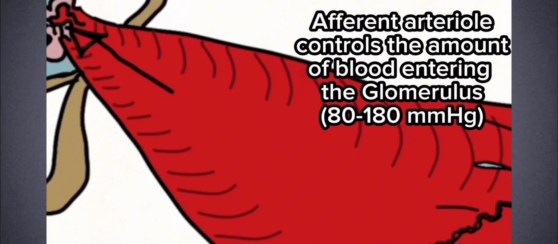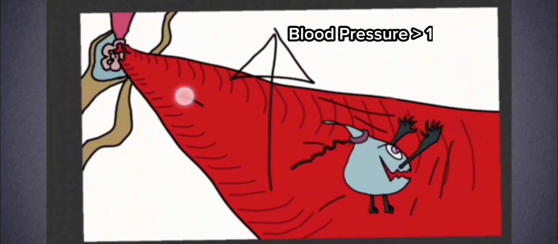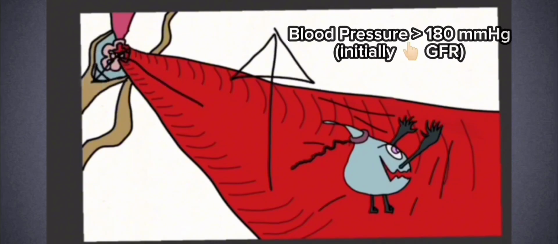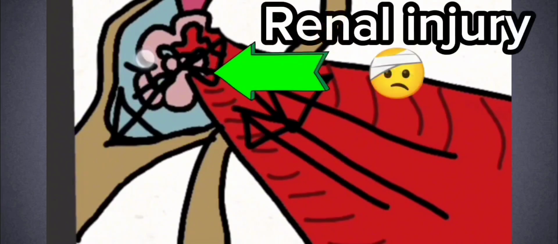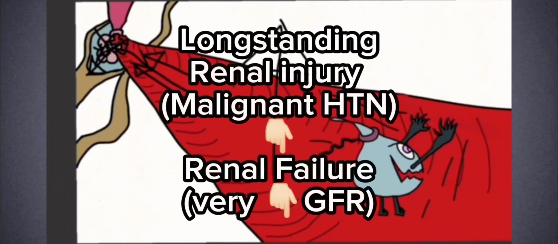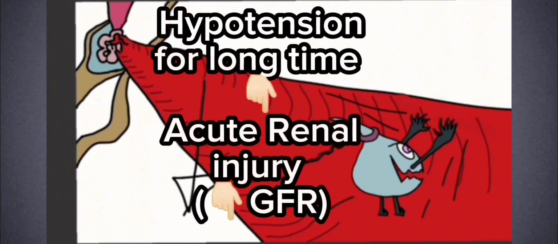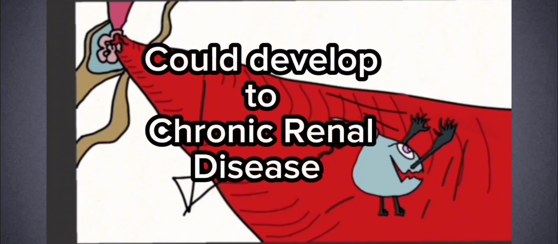But if blood pressure exceeds 180, filtration and GFR might initially rise. However, too much pressure can cause capillary damage, leading to protein leakage and eventually to renal injury, and even renal failure if untreated. On the other hand, if blood pressure remains below 80 mm mercury for a long time, GFR will decrease, and chronic low pressure could cause ischemia in the nephrons and tubules, increasing the risk of chronic kidney disease.